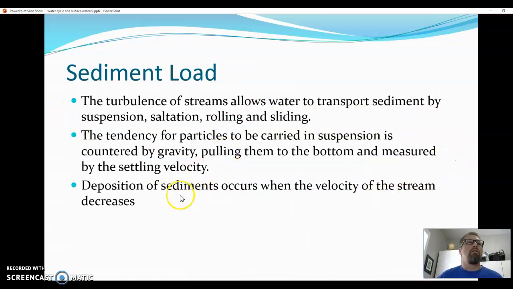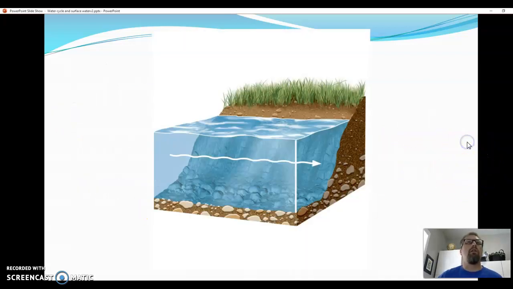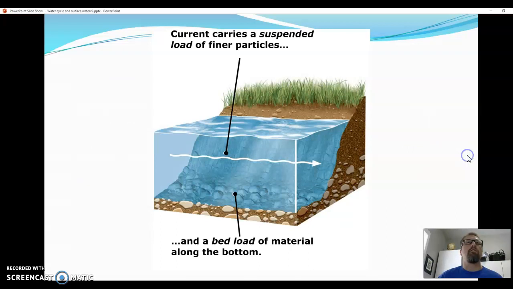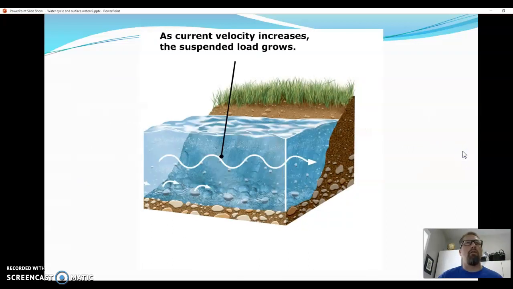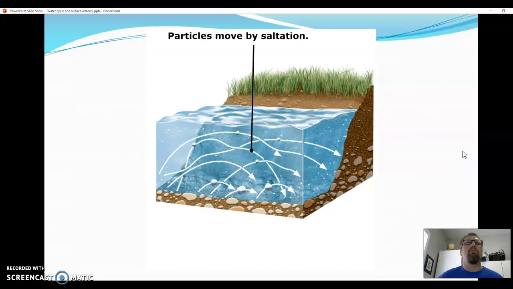All right, let's see what's important here. Tendency of particles. I think we mentioned all of that stuff, so I'll pass along. These are just some graphics of that suspended load versus bed load, and this is just an infographic of what saltation means. The idea is of a particle skipping as it moves downstream, not staying suspended, not rolling along the bottom, but bouncing as the water carries it.